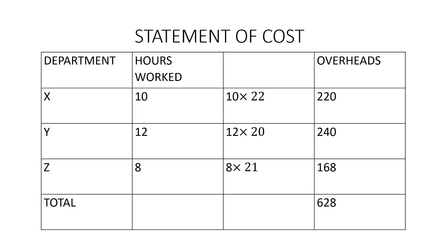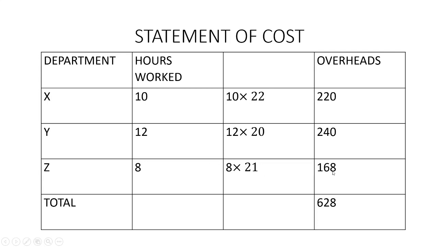Now the statement of cost, how it is being prepared. Now we have different departments, X department, Y department and Z department. X department 10 hours, Y department 12 hours and Z department it is 8 hours. So 10 hours multiplied with the labor hour rate, it is 220. Y department 12 hours multiplied with the labor hour rate is 240 and Z department 8 hours multiplied with the labor hour rate, it is 168.